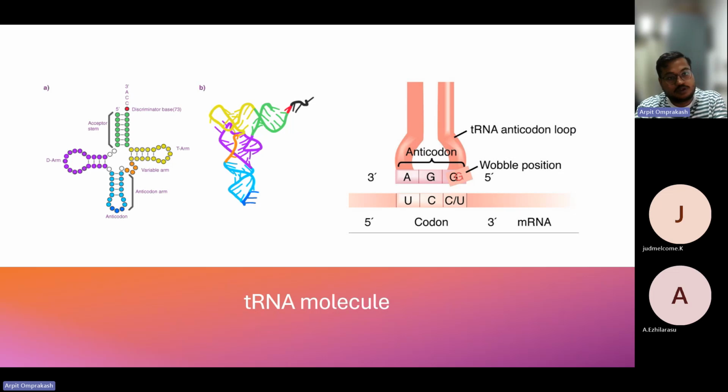So now we come to the interesting molecule called tRNA. This is basically a tRNA molecule. This is a schematic structure, and this is another schematic structure showing different parts. So we have the T arm, the D arm, and we have an anticodon arm, which contains the anticodon.